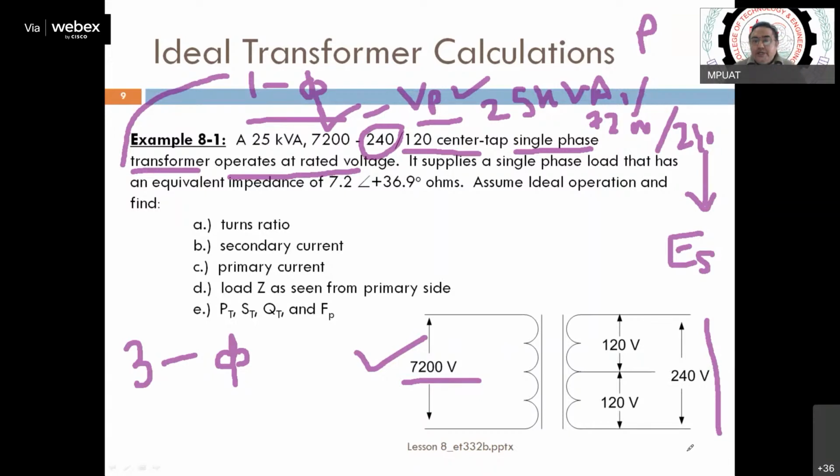240 volt we are getting. So it supplies a single phase load that has an equivalent impedance of 7.2 angle 36.9 ohms. Assume ideal operation and find turn ratio.